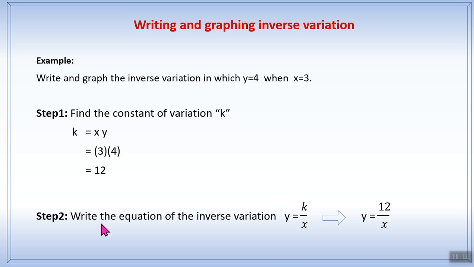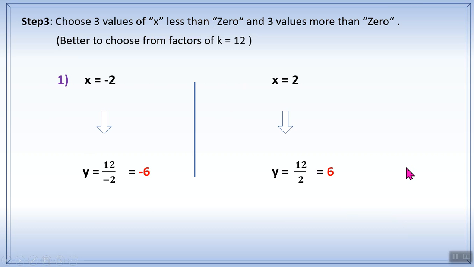Step number 2, we write the equation of the inverse variation. Also, we said yesterday that the general formula of the inverse variation is y equal to k over x. Now, k is equal to 12, so y is equal to 12 over x. This is the equation of the inverse variation. Now, this equation we will graph. How to graph it? Now we will go through step number 3.